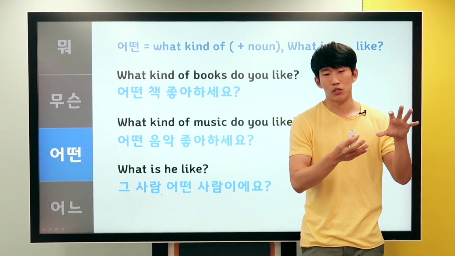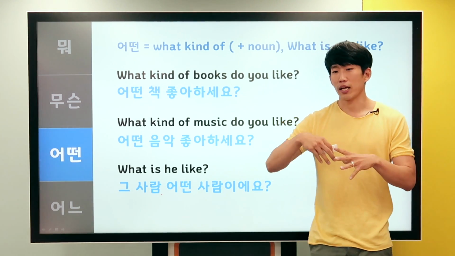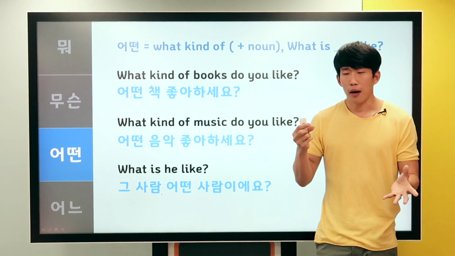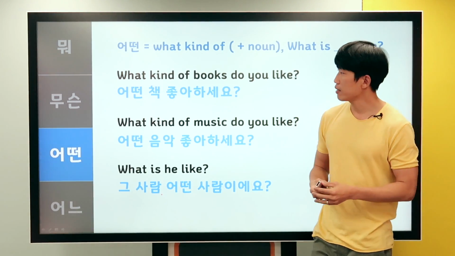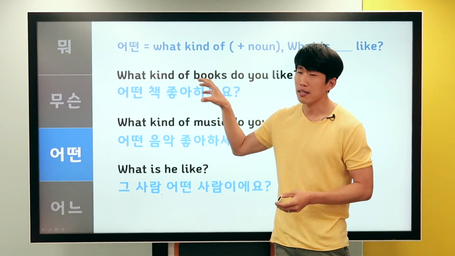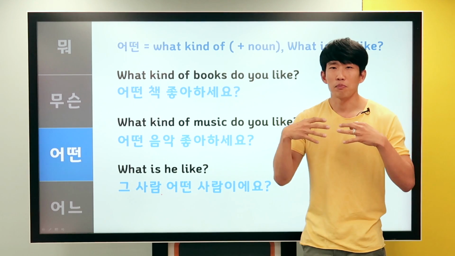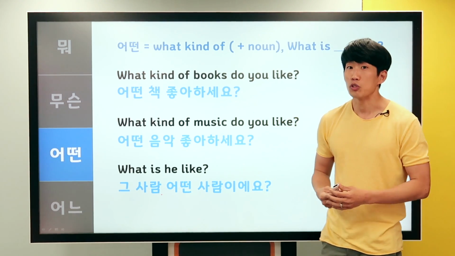Do you like stories with lots of twists? Do you like books that are long? Do you like books that are about love triangles and things like that? You know, 어떤 has that feel of just, I guess, more descriptions than 무슨.